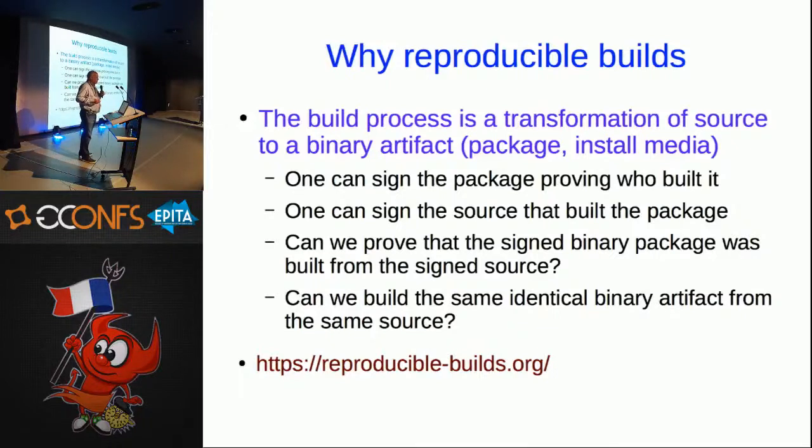But can we verify that this person built this source and produced this binary artifact? Today, for most things, it's impossible, because even if we take the source and build it ourselves, it won't match. Reproducibility is all about making sure that the path from the source tree or the repository down to the distribution media, the CD-ROM, let's say, produces exactly the same results.